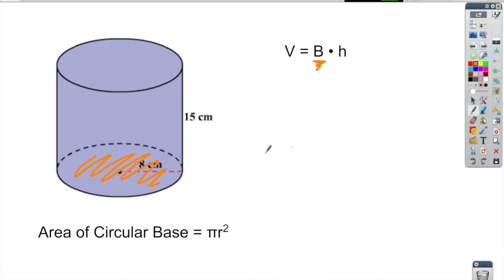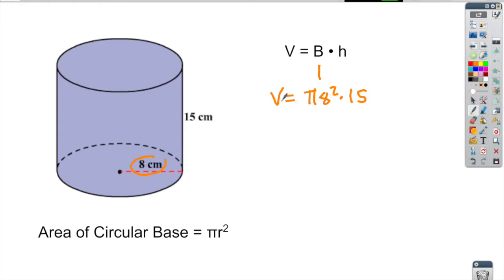Okay, so in this case, r is, I've covered it over, but if I just clear that out, it's 8 centimeters. So the base here is going to be pi times 8 squared. The height of our cylinder is 15, so times 15, and that's going to give us the volume.